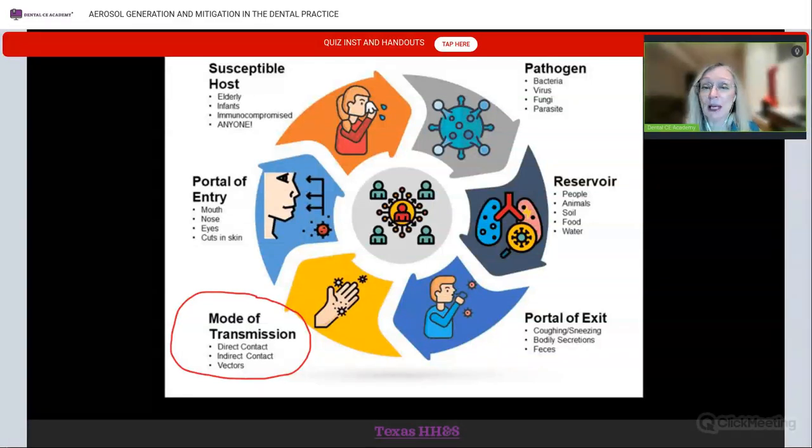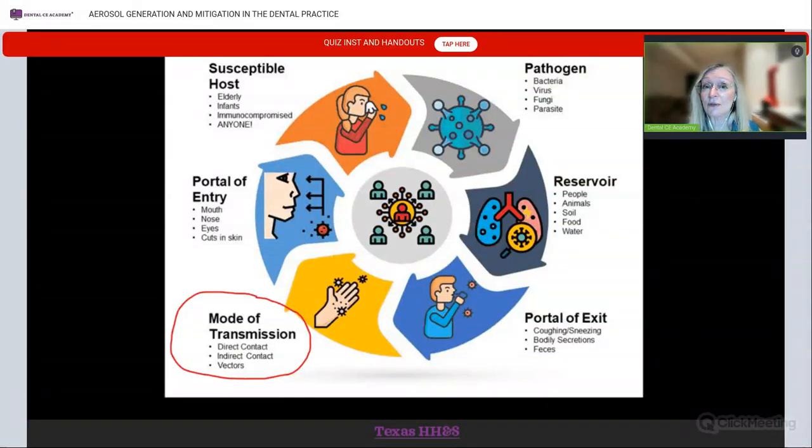Portal of entry would be a way for that pathogen to re-enter a new host. And that can be through the eyes, the nose, the mouth, or cuts in the skin. And so we use PPE, right, to protect our portals of entry. And then we need a susceptible host. We need someone who is not immune to whatever disease this pathogen could cause, whatever infection that might be.